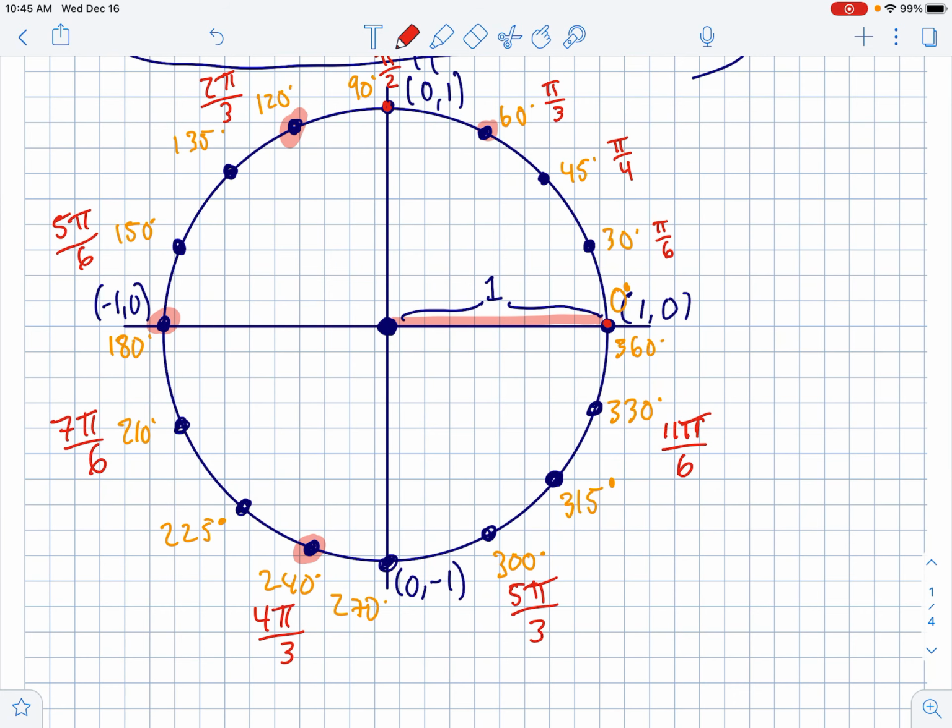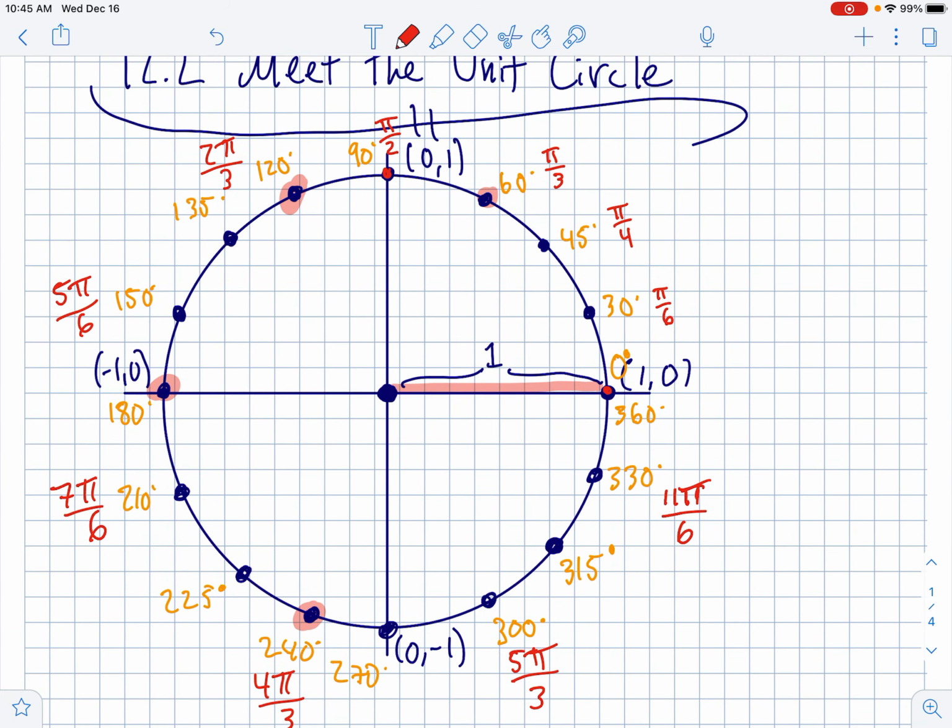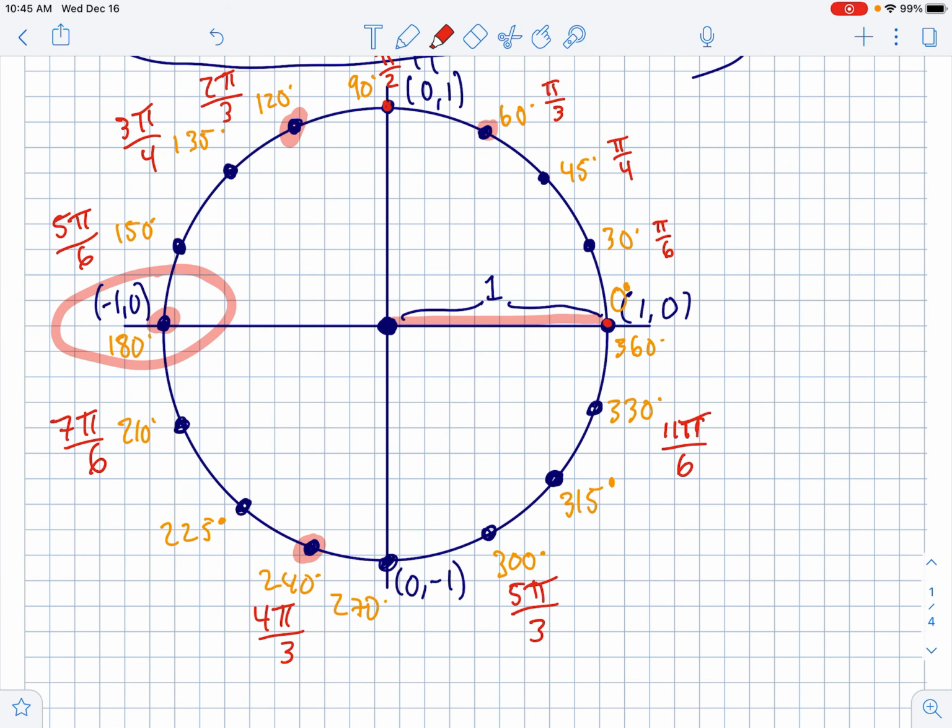I don't like that arrow. Now the pi over 4s. Let's count by pi over 4s. Here's 1 pi over 4, 2 pi over 4. That means this is 3 pi over 4. So 135 degrees is 3 pi over 4. Then this would be 4 pi over 4, and this would be 5 pi over 4. So that means 225 is the same thing as 5 pi over 4.